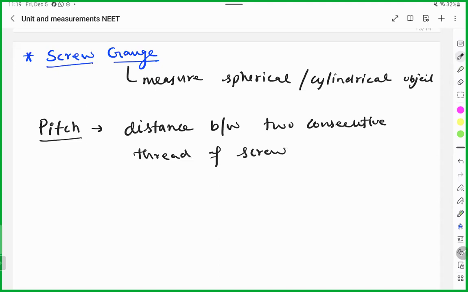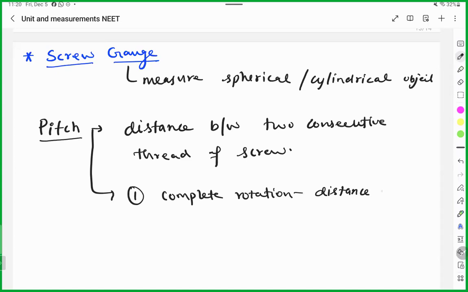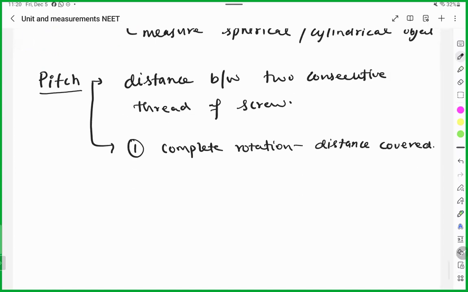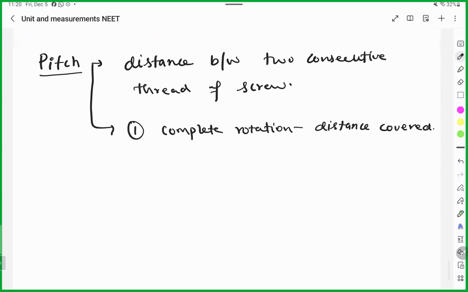And how to measure this pitch? It is equal to the distance moved by the screw due to one complete rotation. As I mentioned, you take one complete rotation, and the distance covered in this one complete rotation is the pitch. Any doubt? Okay. Distance covered in one complete rotation.